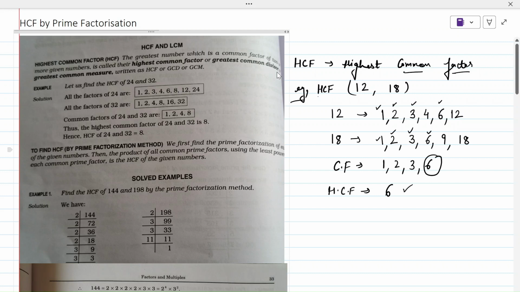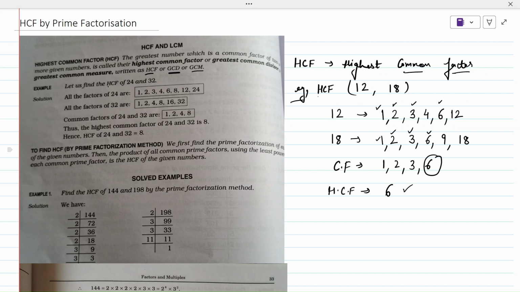We also call HCF the greatest common divisor or greatest common measure, and we can denote it with HCF for highest common factor. For greatest common divisor we have GCD, and for greatest common measure we have GCM, but the most commonly used is HCF or GCD. Okay, we have to keep this thing in our mind because there might be a scenario where we are not provided with the information that you have to find the HCF. You might have been asked that you have to find the greatest common divisor or what is the greatest common measure. Okay, so keep these 3 things in mind.